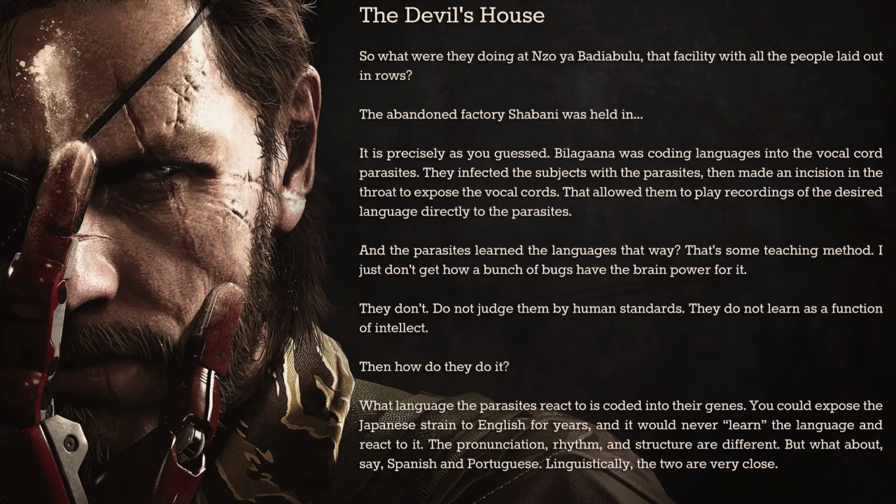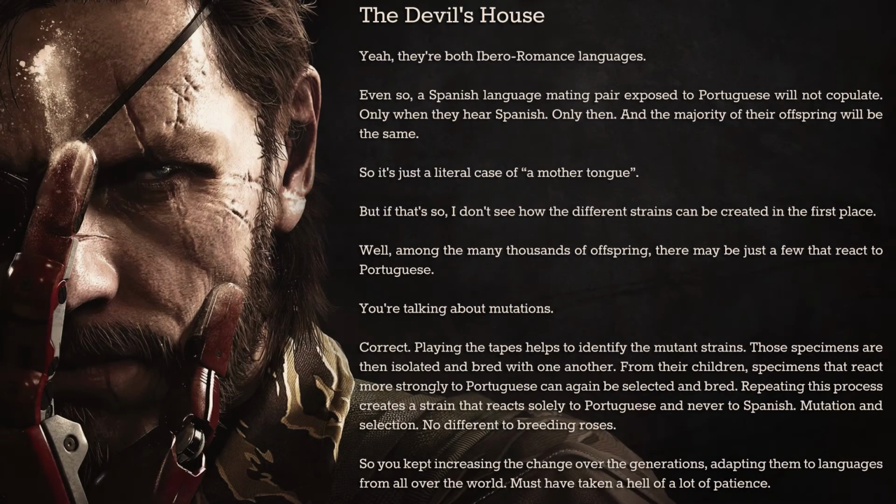That's some teaching method. I just don't get how a bunch of bugs had the brain power for it. They don't. Do not judge them by human standards. They do not learn as a function of intellect. Then how do they do it? What language the parasites react to is coded into their genes. You could expose the Japanese strain to English for years, and it would never learn the language and react to it. The pronunciation, rhythm, and structure are different. But what about, say, Spanish and Portuguese? Linguistically, the two are very close. Yeah, they're both Ibero-Romance languages.